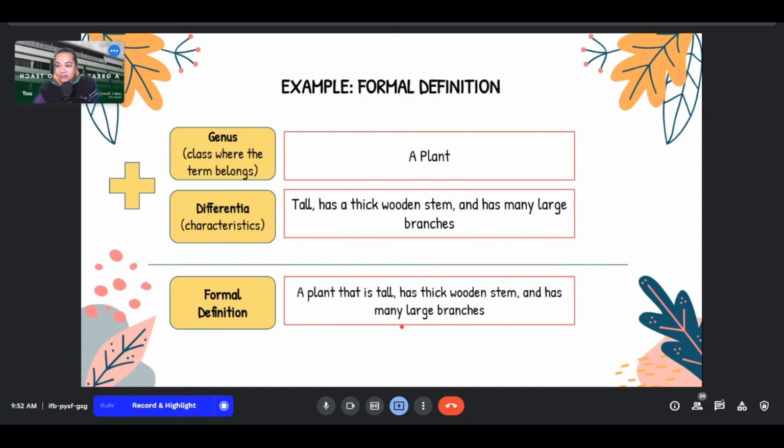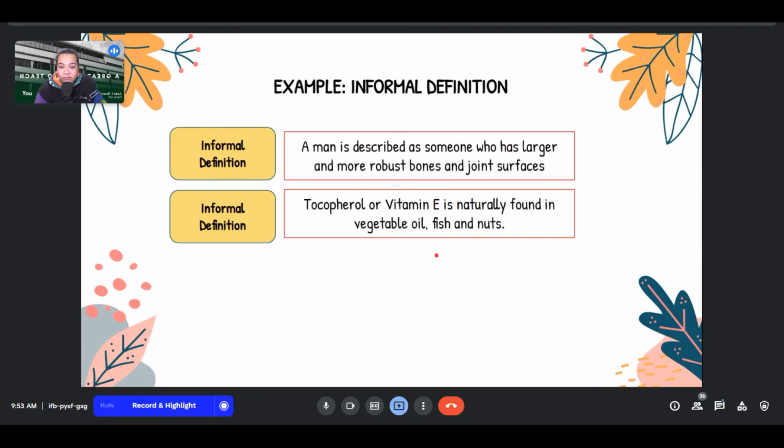It's like that. Okay? Now, with the formal definition, medyo mahirap lang siya because not all words have genus, not all words are as easy to define as a plant, 'di ba? Try to define, parang ang hirap naman i-define ng love, 'di ba? As a concept. So, it's not always going to be a formal definition. So, sometimes we use the informal, 'di ba?